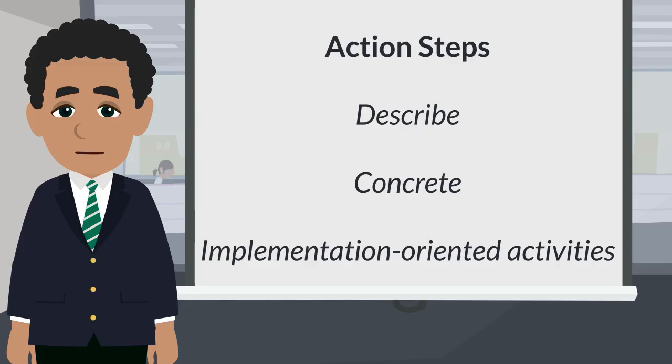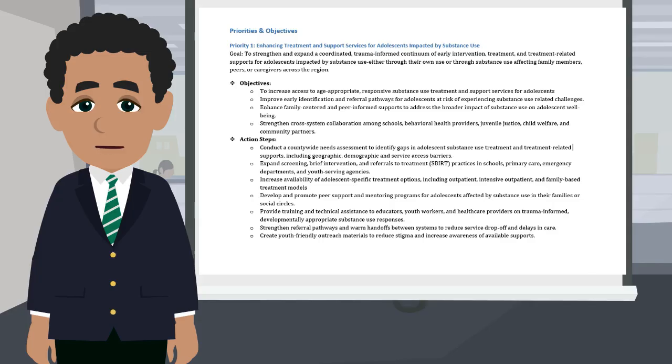These should be concrete, implementation-oriented activities. Examples of action steps include conducting a statewide needs assessment to identify service gaps and geographic disparities in adolescent substance use treatment, expanding universal screening and brief intervention practices in school and community-based settings, developing, supporting, and promoting peer support and mentoring programs for adolescents and families, strengthening referral pathways between schools, behavioral health providers, and community organizations.